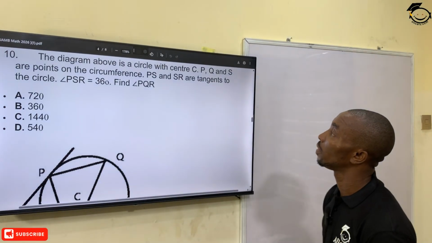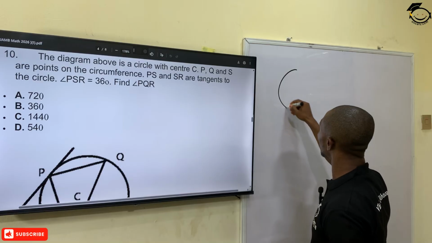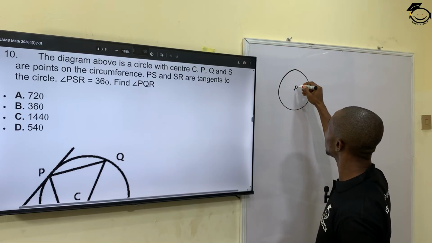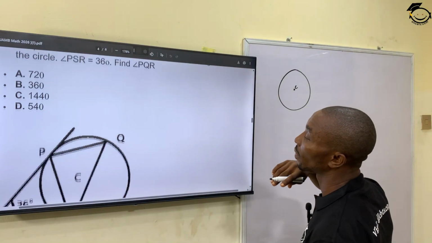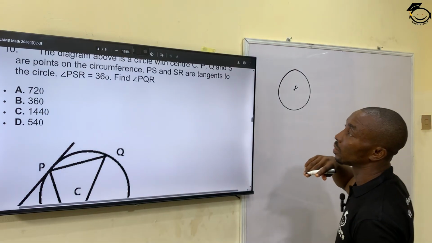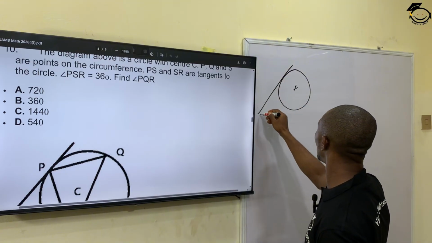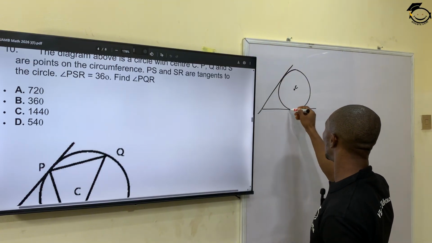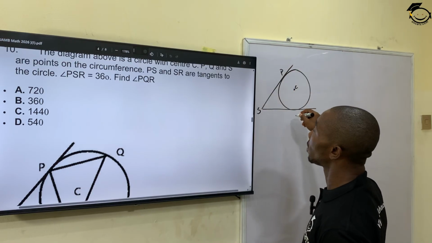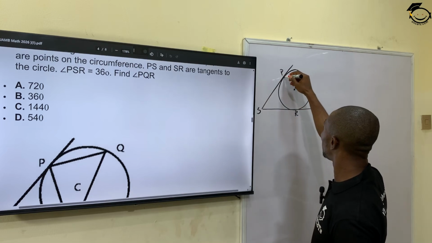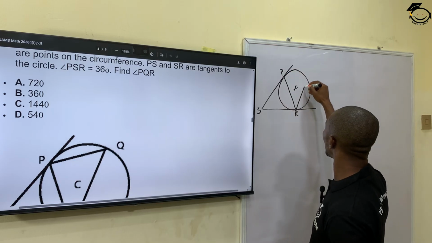The diagram above is a circle with center C. All right, we have our diagram as a circle with a center C. P, Q, and R are points on the circumference. If PS is a tangent, this is S, this is P, and this is R. So we have it as P, R, Q.